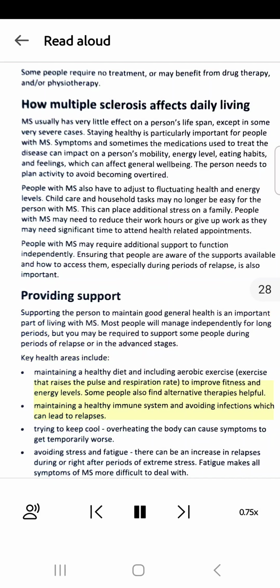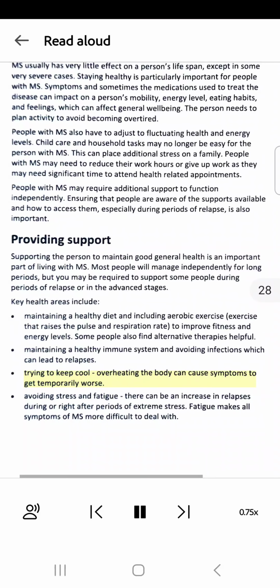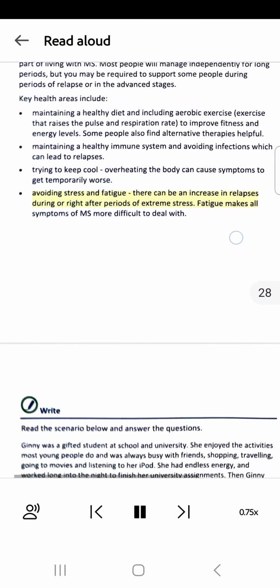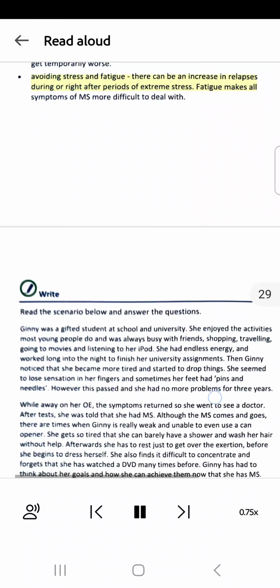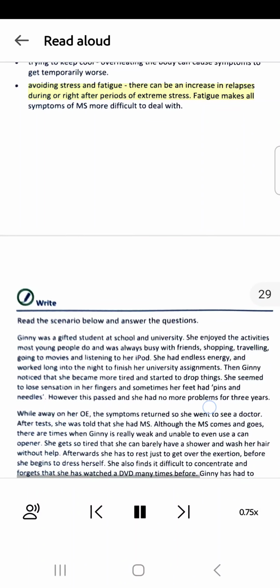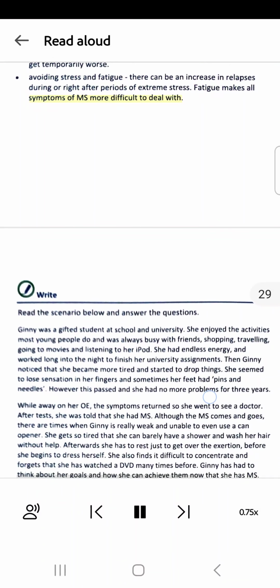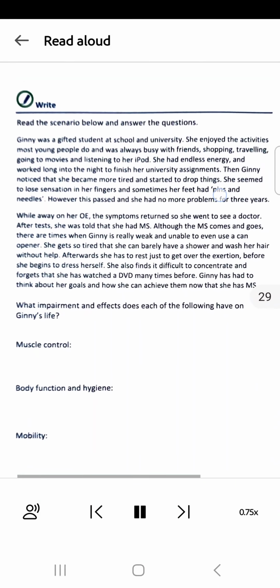Some people also find alternative therapies helpful. Maintaining a healthy immune system and avoiding infections which can lead to relapses. Trying to keep cool. Overheating the body can cause symptoms to get temporarily worse. Avoiding stress and fatigue. There can be an increase in relapses during or right after periods of extreme stress. Fatigue makes all symptoms of MS more difficult to deal with.